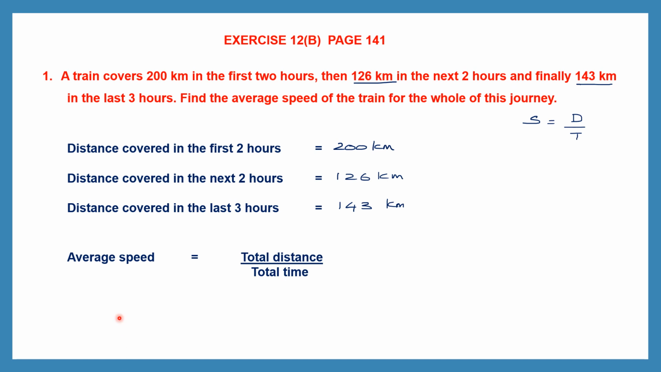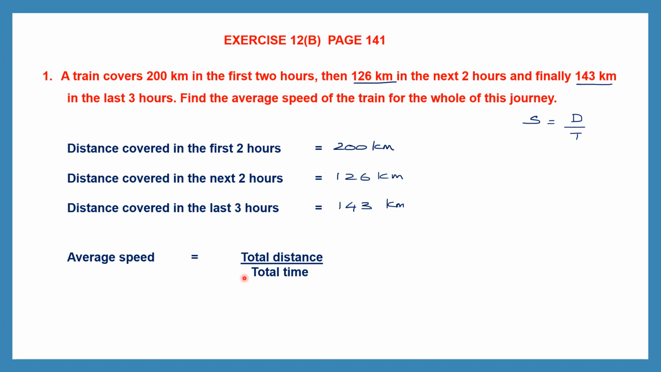So what do we mean when we say average speed? Here the distance covered in the first 2 hours is 200 kilometers, so there will be a speed for that. There will be a speed here when it covered 126 kilometers in 2 hours. Again there will be a speed here. So you have speed in different cases for the same train. To find the average speed, we have to get a number that tells us what the speed of the train was at a normal rate.